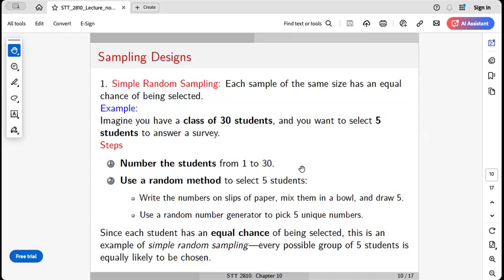I provided an example here. In this class, we have about 30 students, and I want to select 5 students to answer a survey. To ensure that everybody has a fair, equal chance of being selected, I decided to write numbers on slips of paper and mix them in a bowl, right? And then I draw five numbers and use those numbers to select the students. That is an example of simple random sampling.